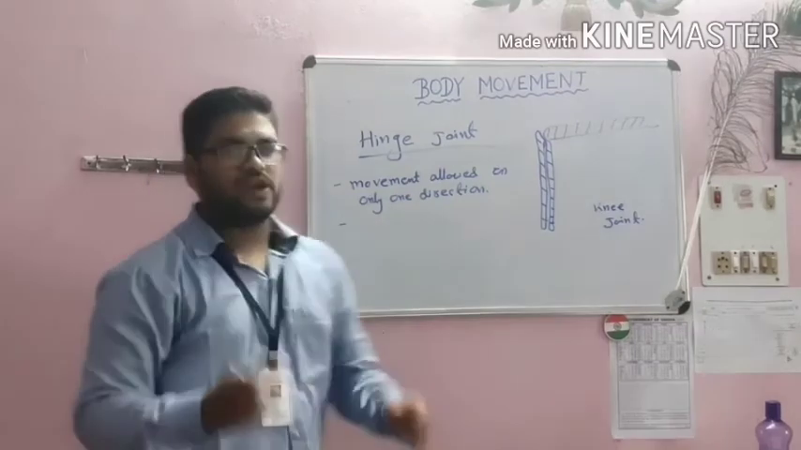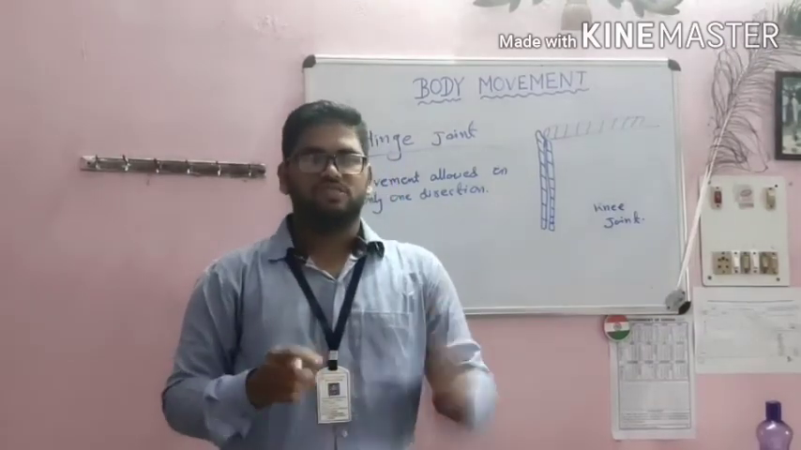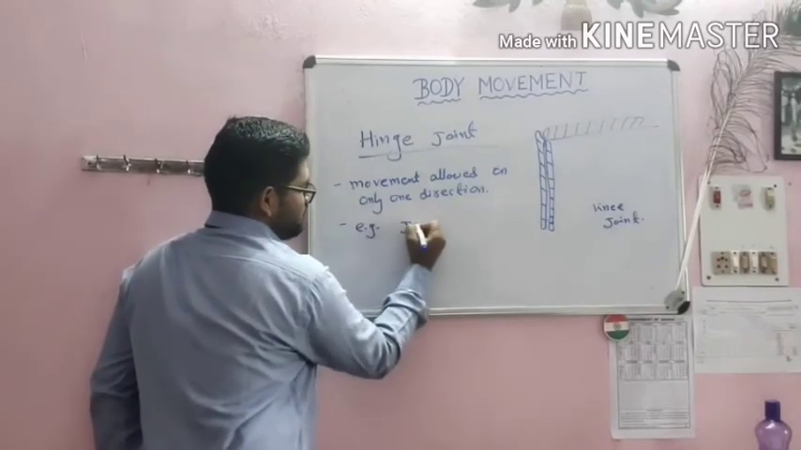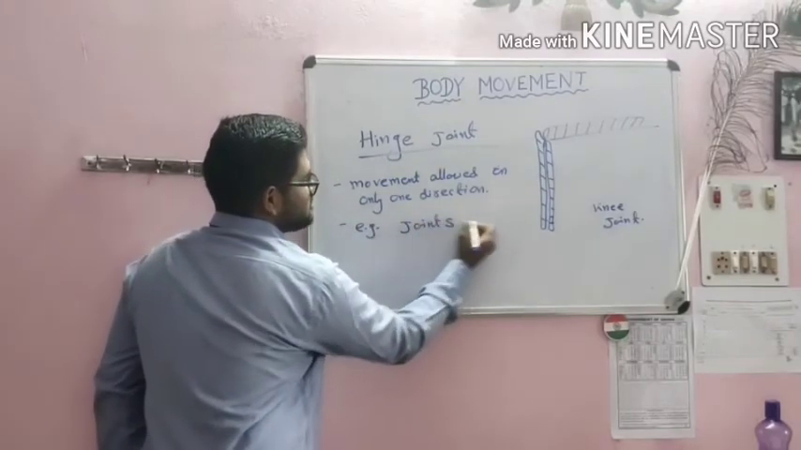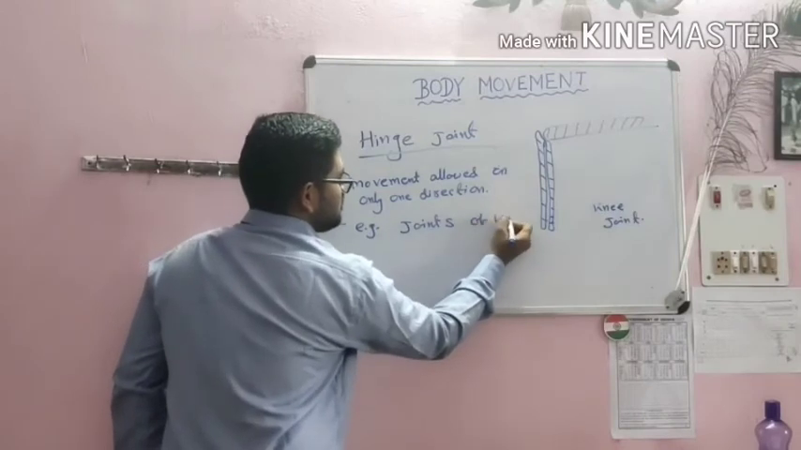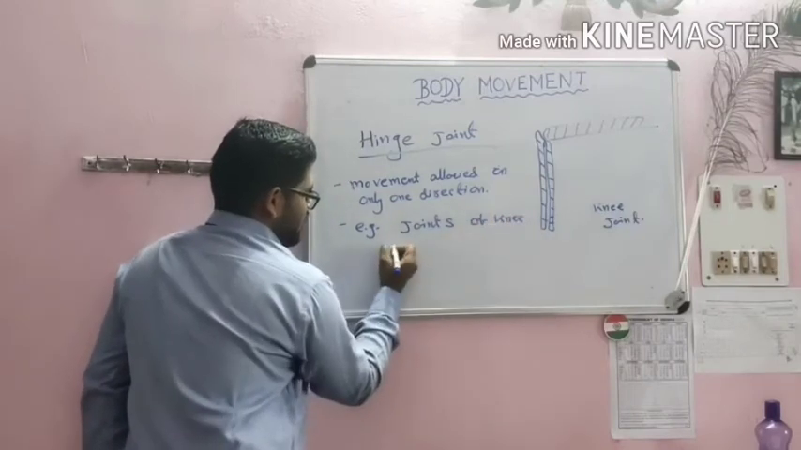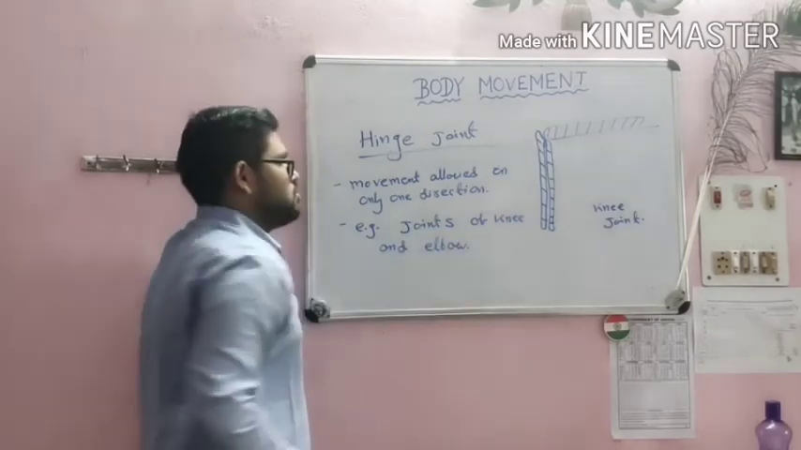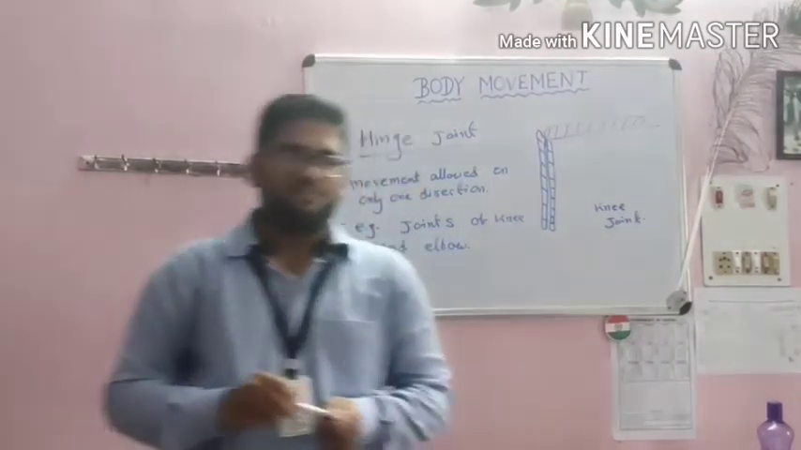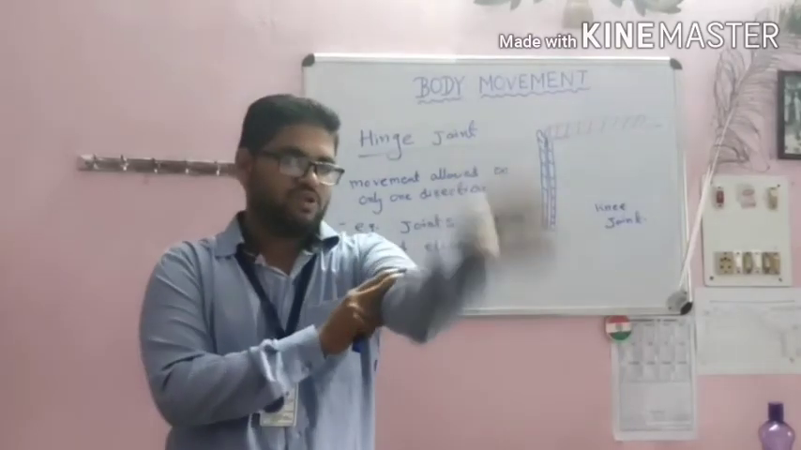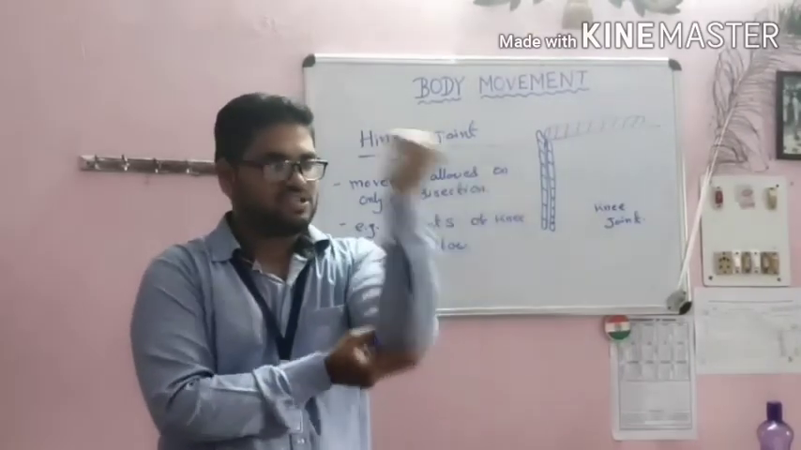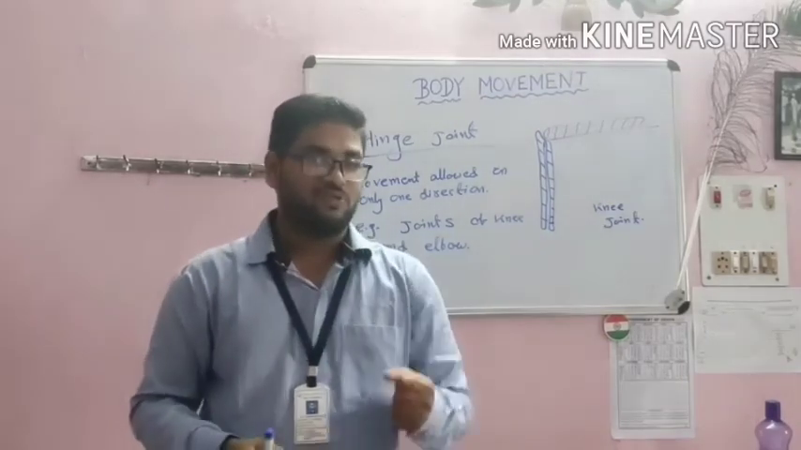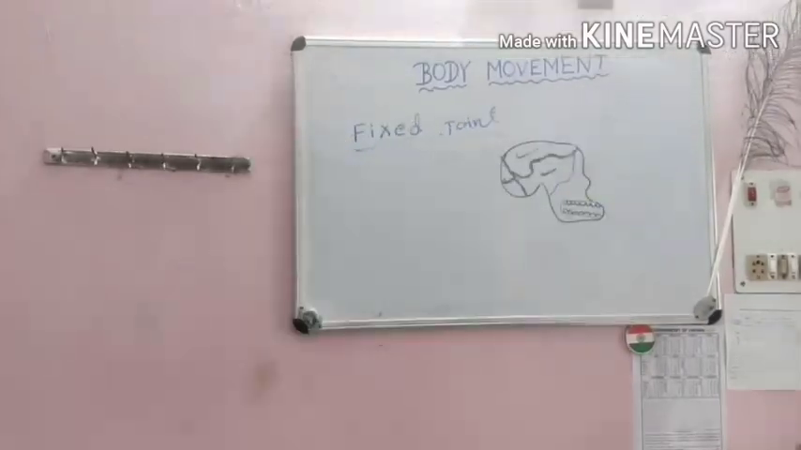Second point, where is it present? It is present in the knee and elbow. So the examples will be joints of knee and elbow. You can see that here it is only moving in one direction, not in both directions. So this is called hinge joint. Similarly, like our doors are opening in only one direction, this is also.